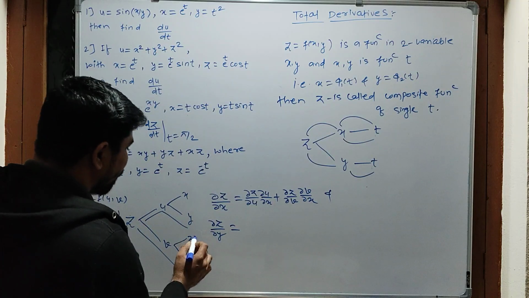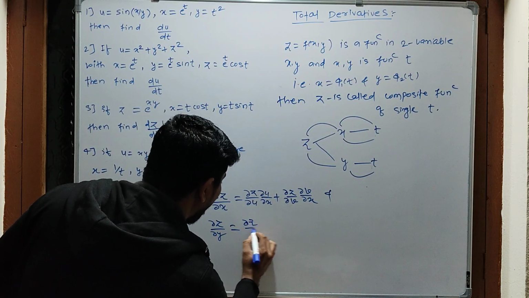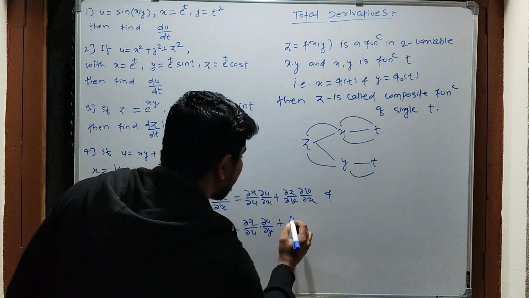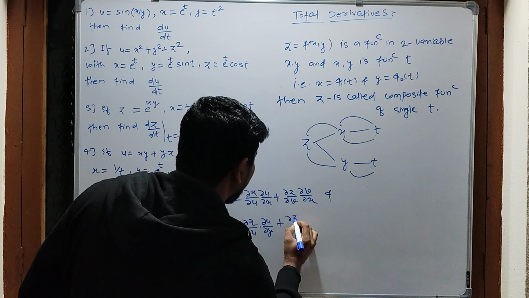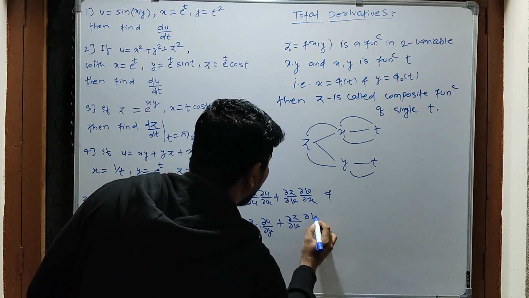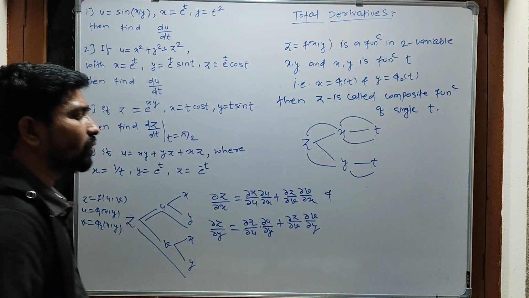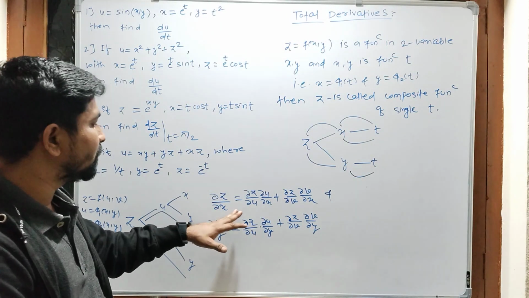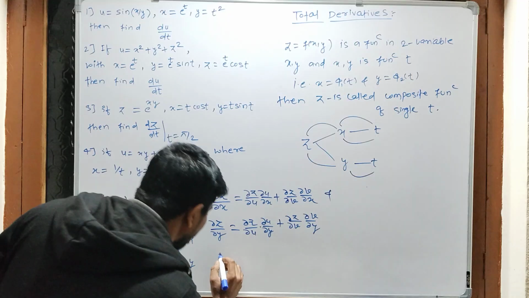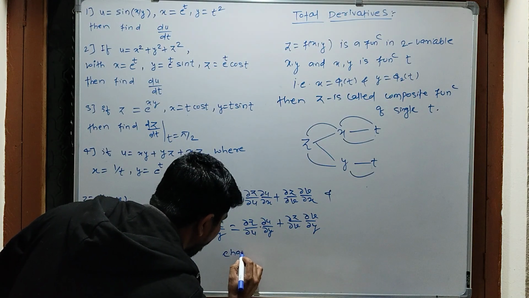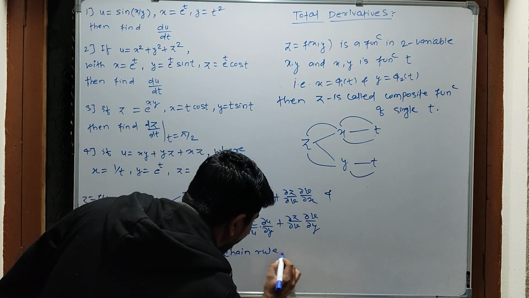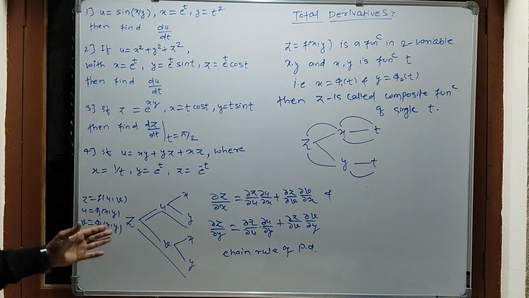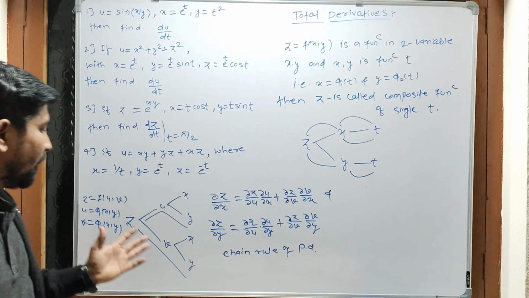So this is ∂z/∂u into ∂u/∂y plus ∂z/∂v into ∂v/∂y. This is called the chain rule of partial derivative in two variables. This is called the chain rule of partial derivative, when z is the composite function of two variables x and y.